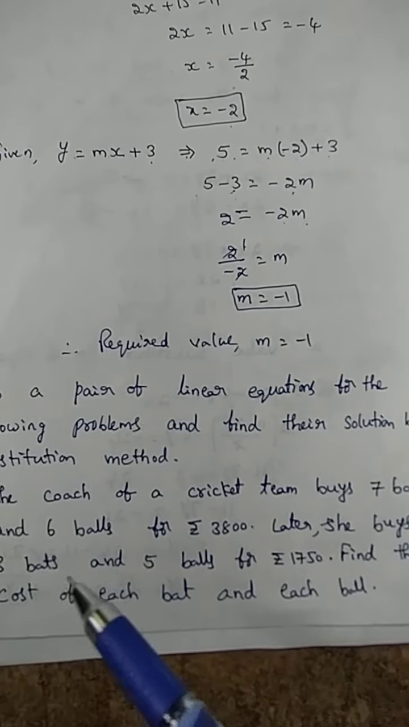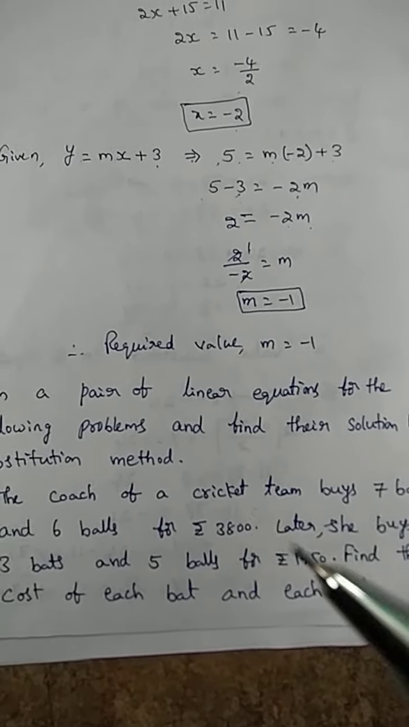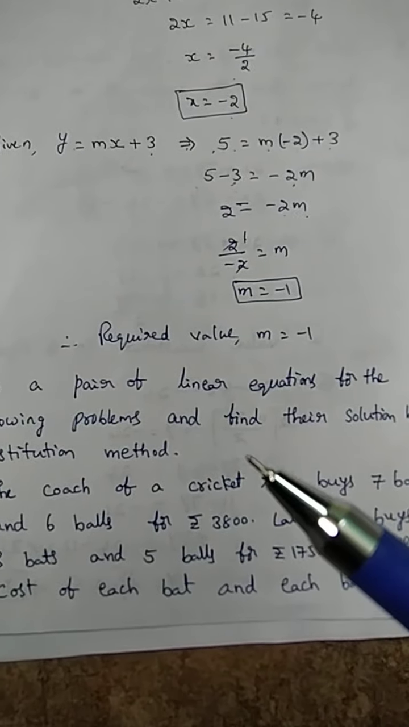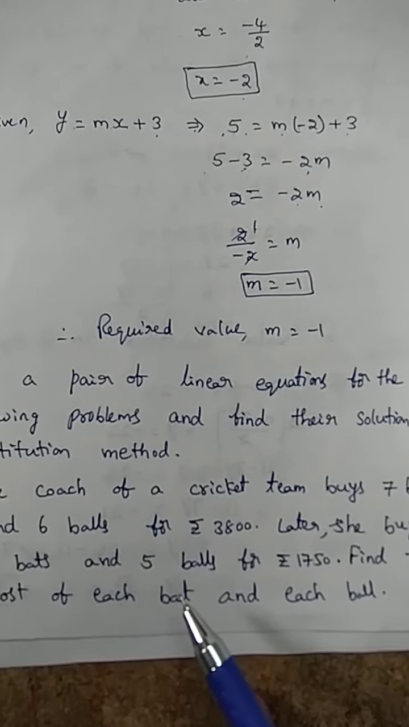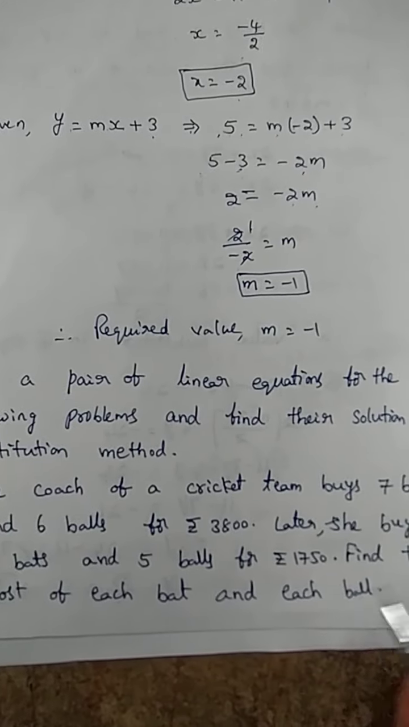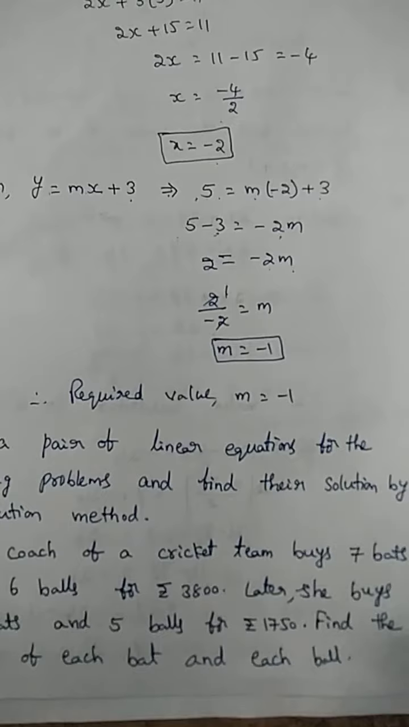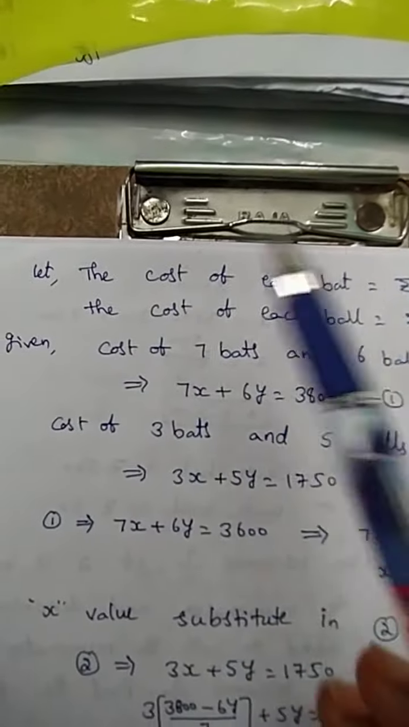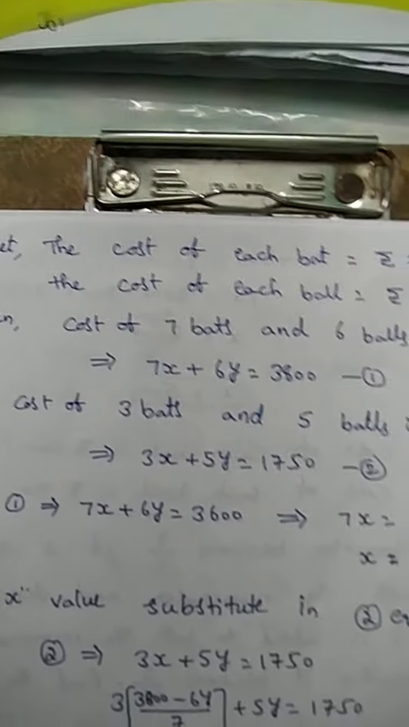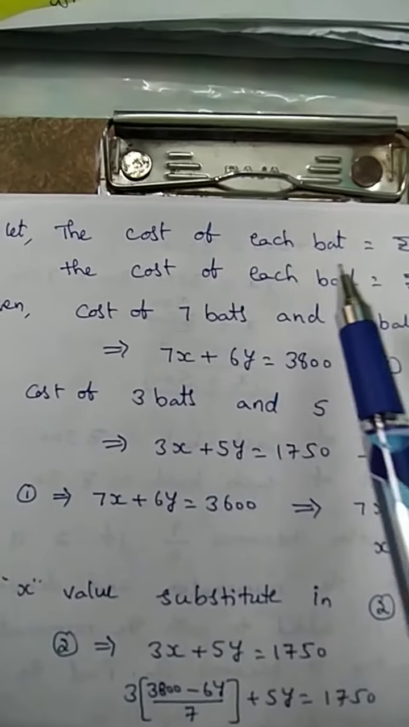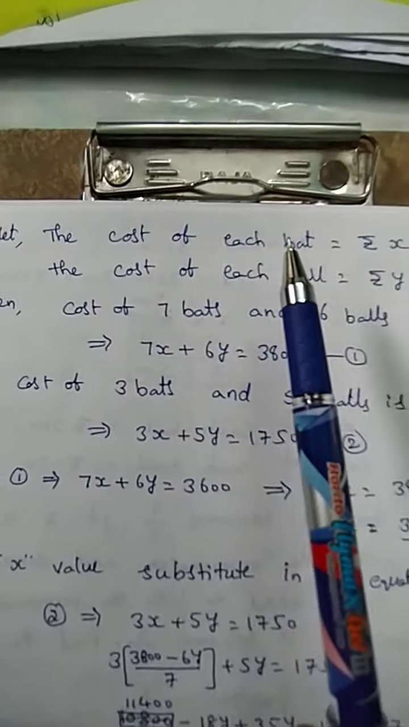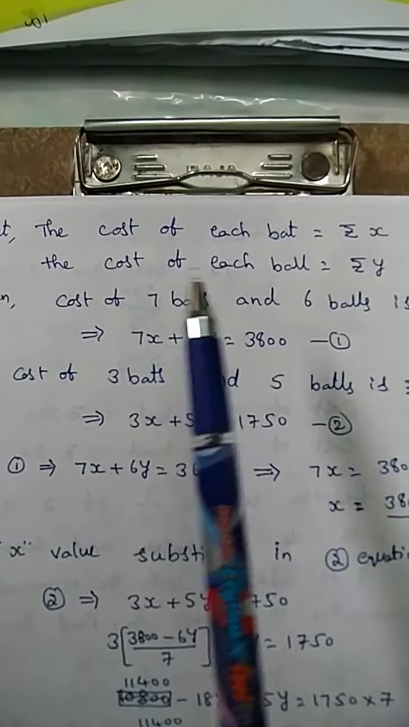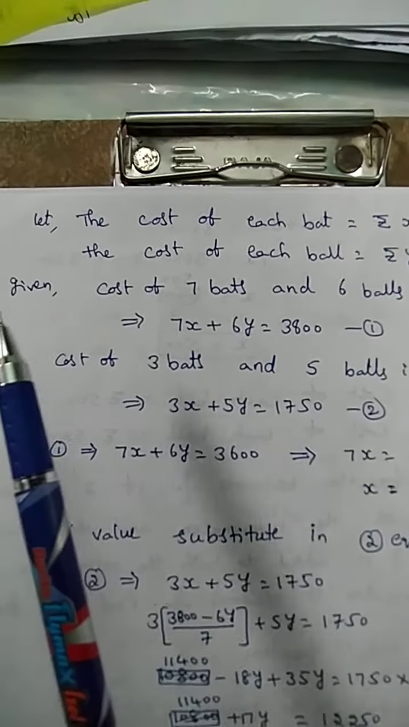Based on these statements, we are preparing the pair of linear equations. By solving those linear equations, we will get the cost of each bat and the cost of each ball. How can you prepare that pair of linear equations? We'll see here. What we require in the problem is the cost of each bat and the cost of each ball, so we can assume them as variables. Let the cost of each bat be x rupees, and the cost of each ball be y rupees.